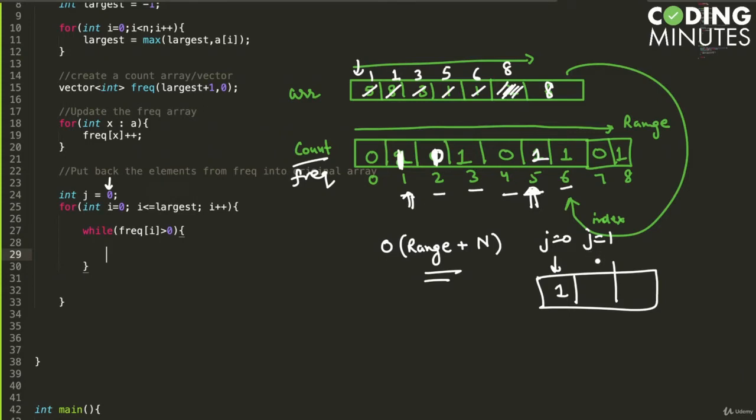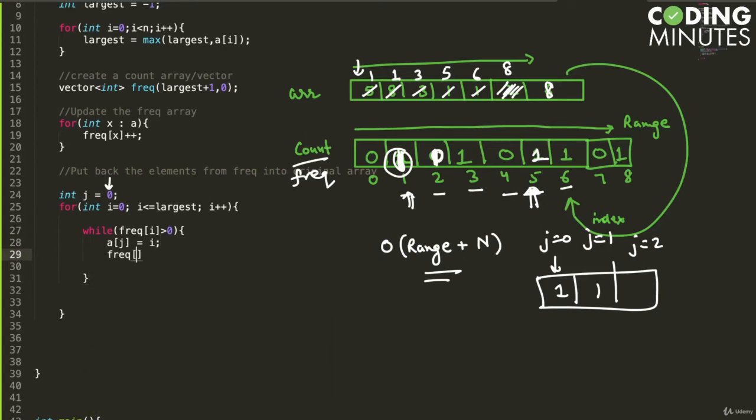J moves to the next index, and next time we again see this is not 0, we reduce the frequency to 0, we put a 1 here, and we move on to the next index in this original array. Okay, so we have to do multiple steps. We have to copy back the element in the original array at the jth index, and that element is equal to I. Okay, that's what we know.